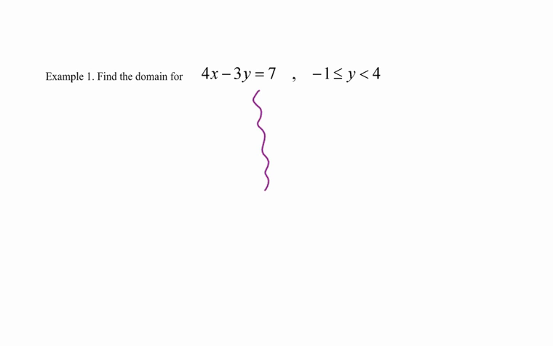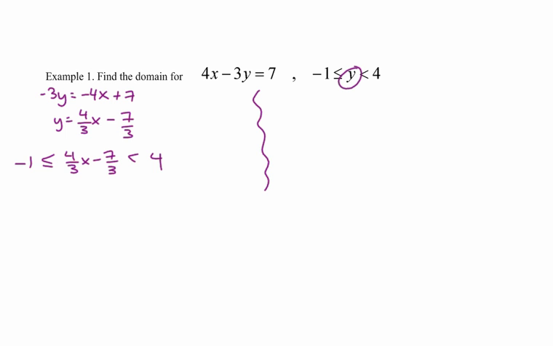So getting y by itself here, we subtract the 4x and then divide by -3. And so I'm going to replace the y in my constraint with what y equals. So what's y equal to? 4/3 x minus 7/3. And that's our y, and that has to be greater than or equal to -1 and less than 4. So I just replaced the y with what y equals. And then we can break it up into two inequalities. So our one inequality is -1.